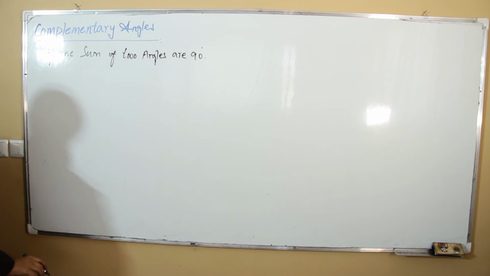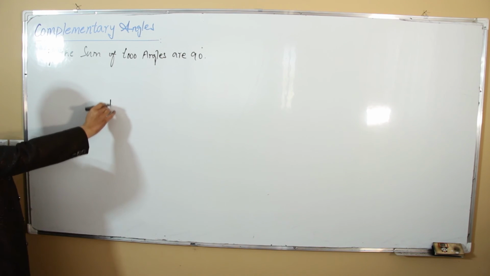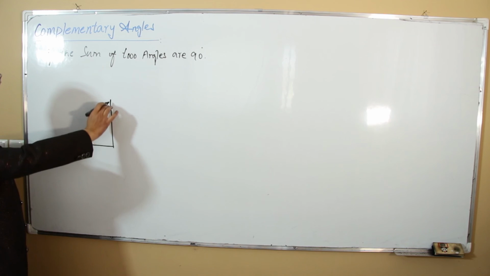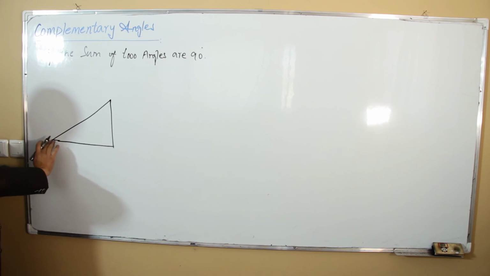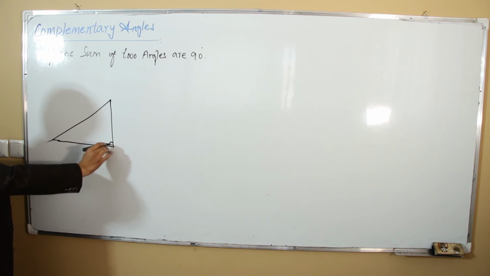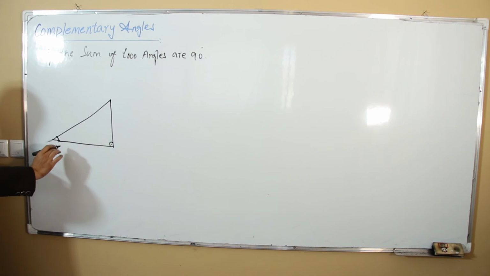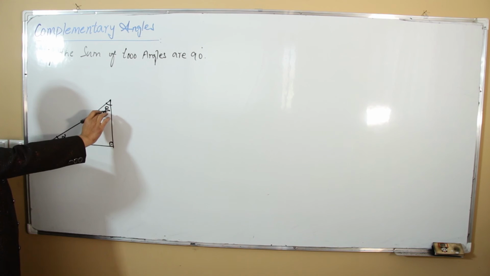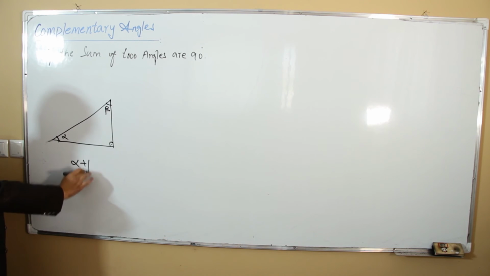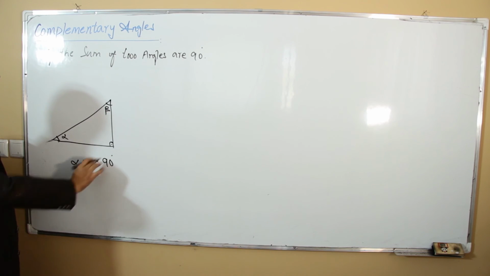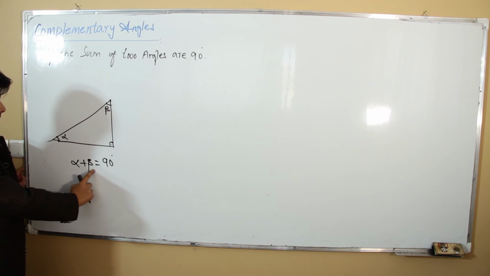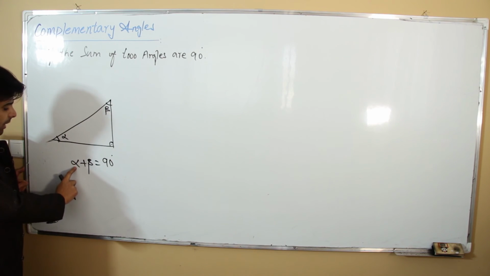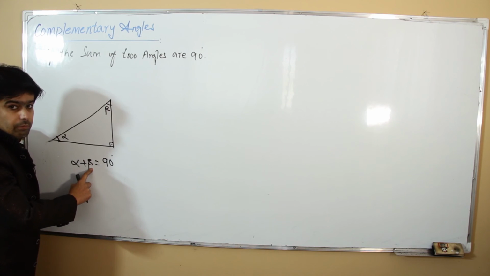What do I mean? For example, suppose this is a right angle triangle. In this one, this is 90. This angle is, for example, alpha. This one is beta. If alpha plus beta is 90 degrees, we call beta the complementary of alpha, or alpha the complementary of beta.